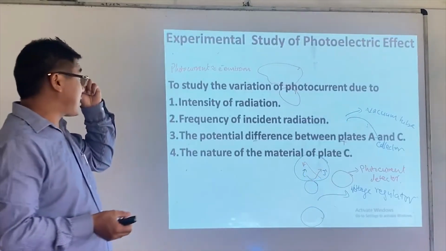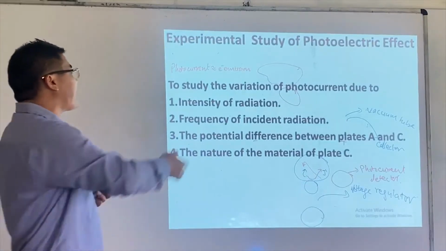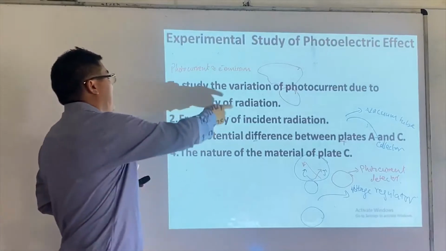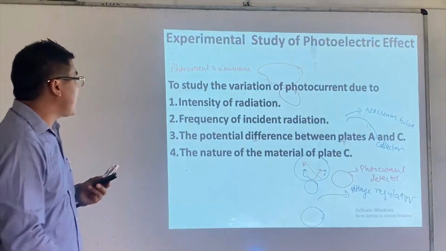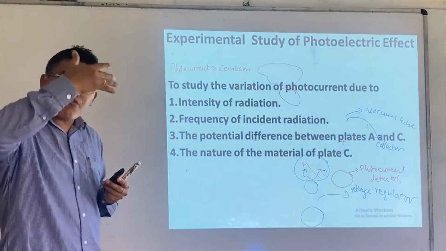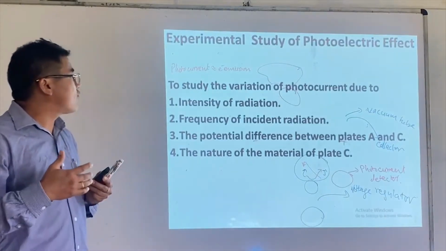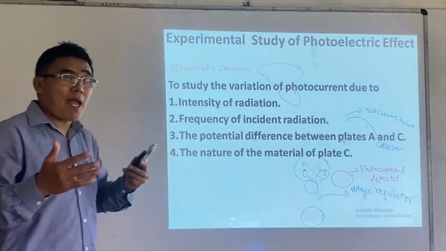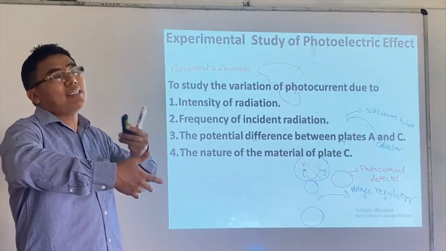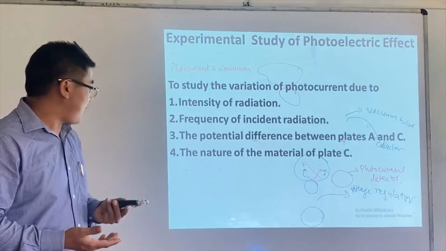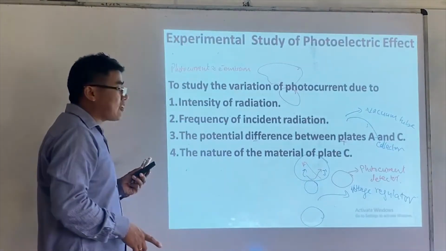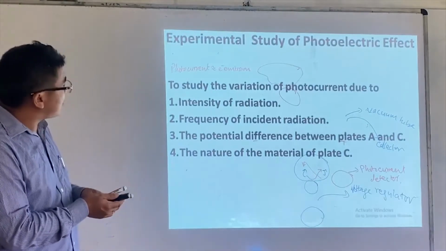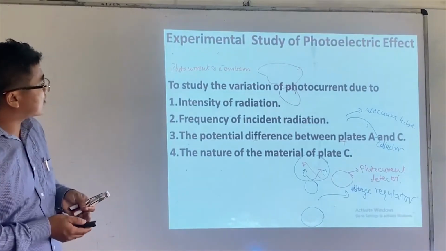Now we are going to study how photoemission depends on the intensity of radiation. First we would like to study how photoemission is determined by the intensity of radiation, and then the frequency of the incident radiation. We would like to study the different factors that affect photoelectric emission, and then the potential difference between plates P and C. If I supply a potential difference, or reverse the potential difference, what is the effect? And last, we are going to study the nature of matter: if I keep changing the metals while supplying the same frequency, what do we see? So these are the main points we are going to study.